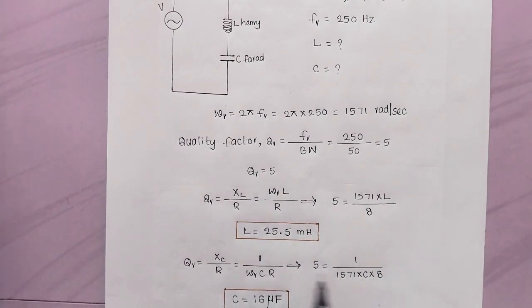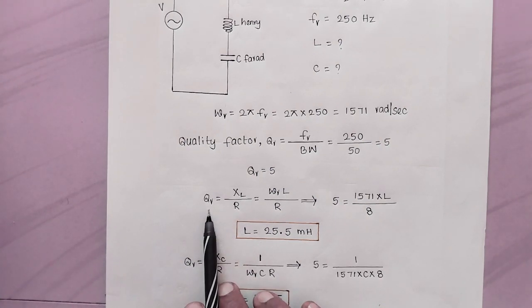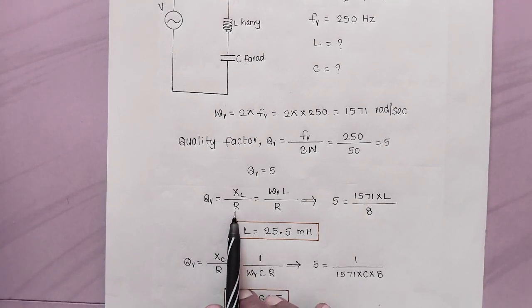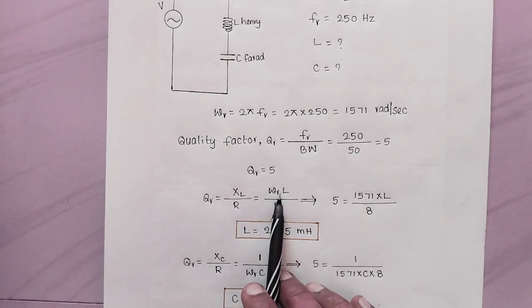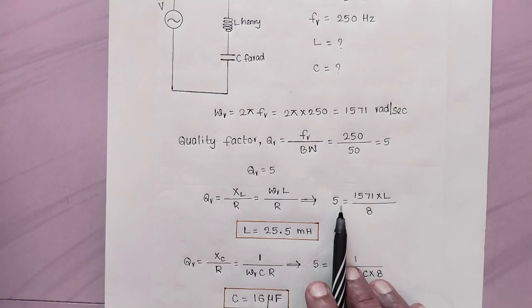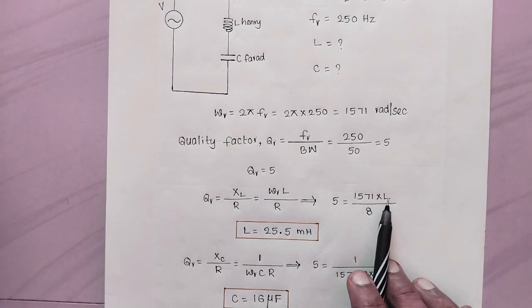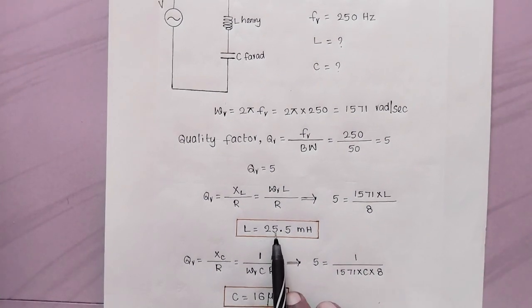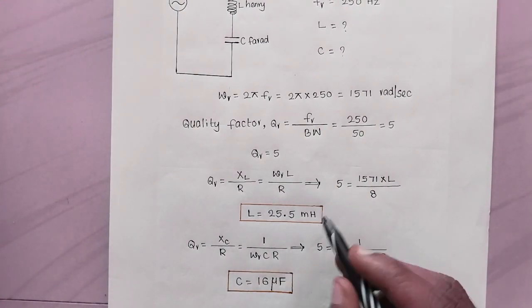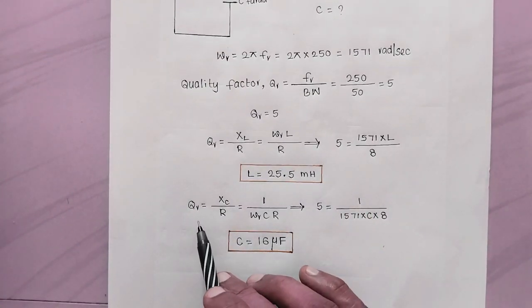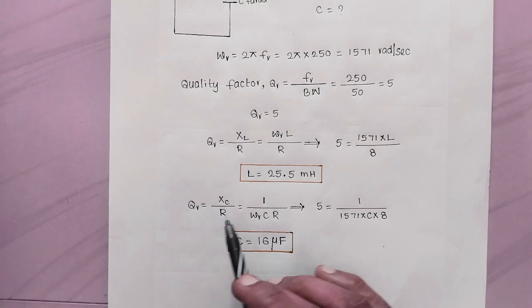And also we know the relation between quality factor, XL and R at resonance. So QR is equal to the reactance offered by the inductor at resonance divided by the resistance value, which is equal to omega R L by R. So if you substitute the values, QR is 5, omega R is 1571, L is the unknown which we have to find, and R is given as 8 ohms. So from this, if you extract L, we get 25.5 millihenry.